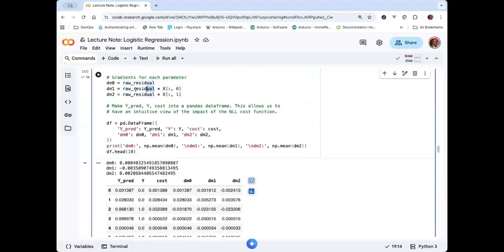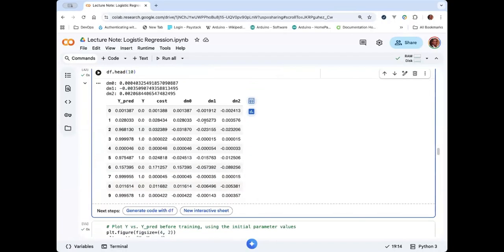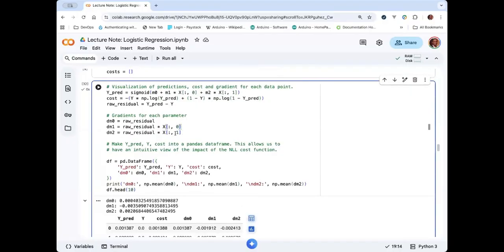For DM1, you take the raw residual and multiply by each value of X1, because this is just taking X1, the first column of the entire X. You multiply the raw residual by that, and that will give you the gradient for the value of M1, which is the coefficient of X1, for each data point. And then DM2 is the same thing, but for the second coefficient, that is the coefficient of X2.